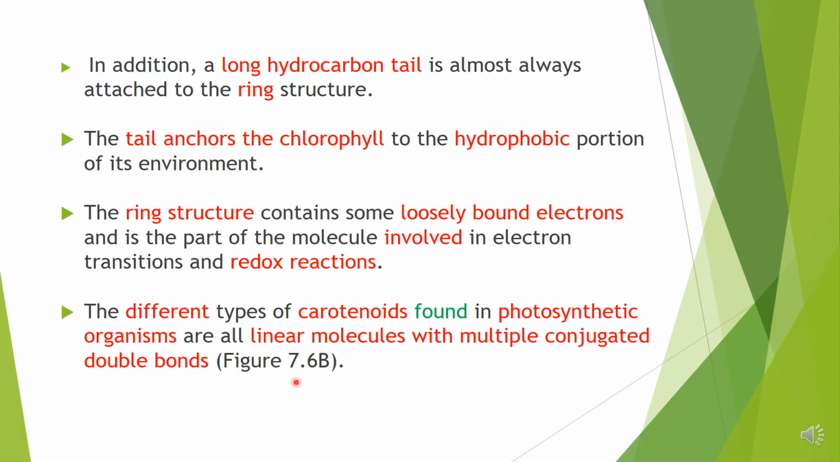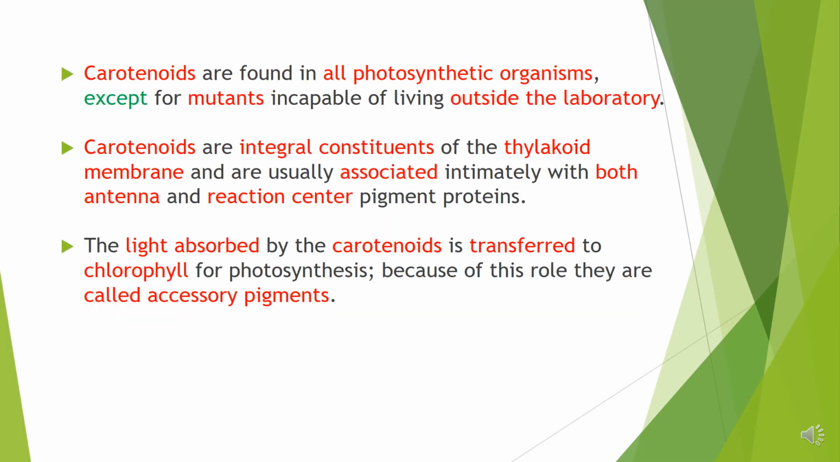Because the chlorophyll molecule does not have multiple conjugated double bonds, only carotenoids have them. We can say the carotenoid content is absent in the mutant. In the cultured plant, carotenoid content is absent, and carotenoids, as integral constituents of the thylakoid membrane, are associated with the antenna system as well as with the reaction center.